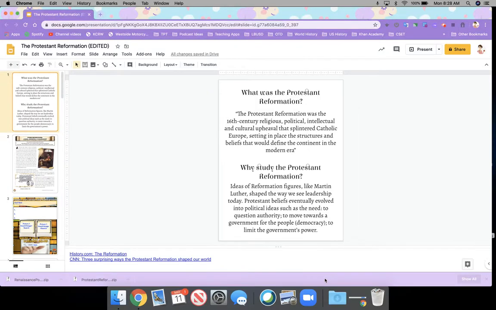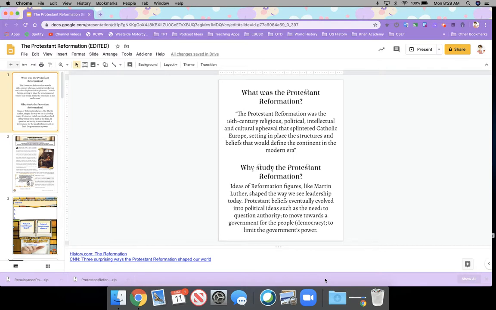Today we're going to be talking about the Protestant Reformation. So the Protestant Reformation was a time in England during the 16th century when there was a lot of division within the Catholic Church. So different leaders emerged to break the church apart into different sects. So we're going to discuss that today.